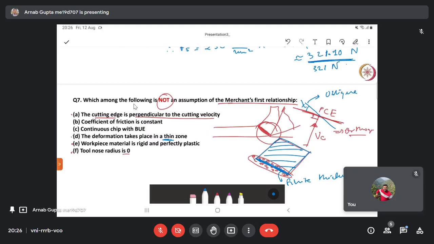A continuous chip with built-up edge. Okay, another thing is coefficient of friction is constant. Yeah, that you have to consider because on the rake surface, we know that many phenomena are taking place together. The chip is gliding on the rake surface, which itself is a dynamic phenomenon. Then built-up edge is forming. Then you can have some coating on the tool that is getting worn off. Because of that the mu can change, but when you're drawing the Merchant circle diagram, you are not considering this F to be changing. F and N are constant values here, so that's why the eta is also constant.